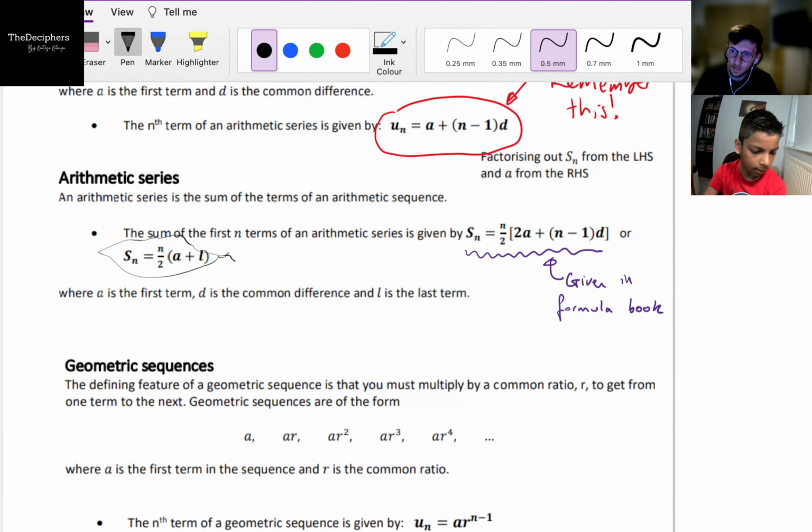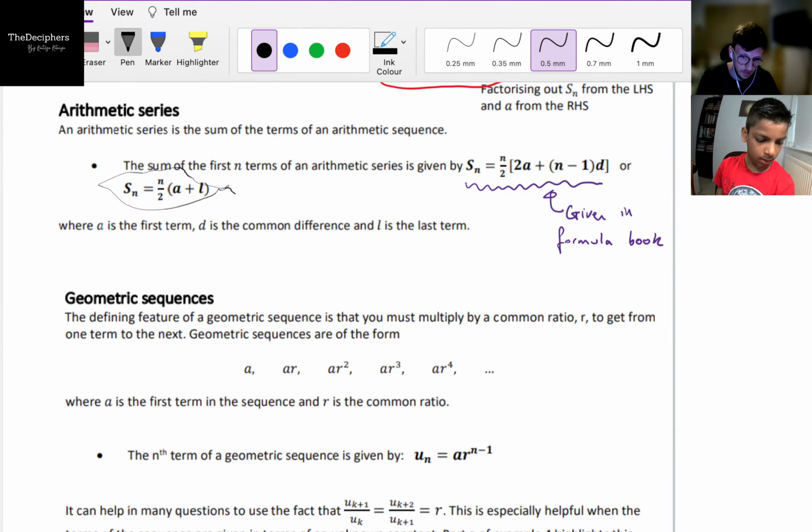Okay. So just a note on which ones you're given. You're given the n over 2 times 2a plus n minus 1 d in the formula book. You're not given Sn equals n over 2 times a plus l, but those formulas are actually the same because l is un, the last term, where n is how many terms are in the sequence. If you did a plus n minus 1 d, that's a plus un, which is technically a plus l. So actually it's the same formula. It's just that the 2a plus n minus 1 d has been simplified. Yep. So now let's do geometric sequences.